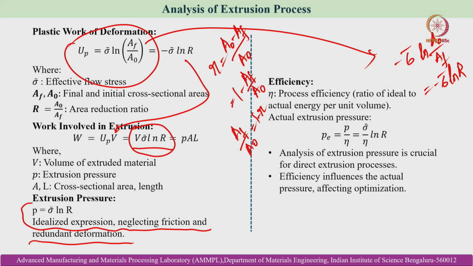So, eta is the process efficiency, the ratio of ideal to actual energy input, that is energy per unit volume. So, the actual extrusion pressure P E is equal to P by eta, because we need to divide it by the process efficiency. That is why P by eta, that means sigma prime, sigma bar ln R by eta.